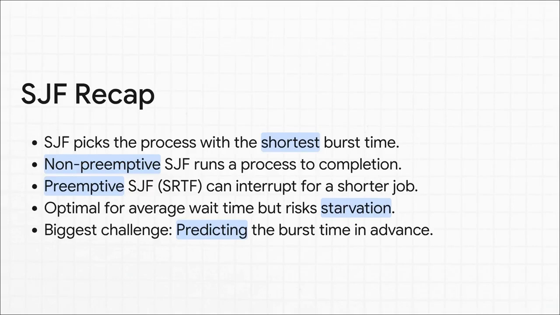How in the world does the operating system know the burst time of a process in advance? The honest answer is, it can't. You can't know how long something will take until you actually do it. And that massive prediction problem is why pure shortest job first is more of a beautiful theory, an important benchmark that other algorithms are measured against, rather than something you'll find running in your computer today.